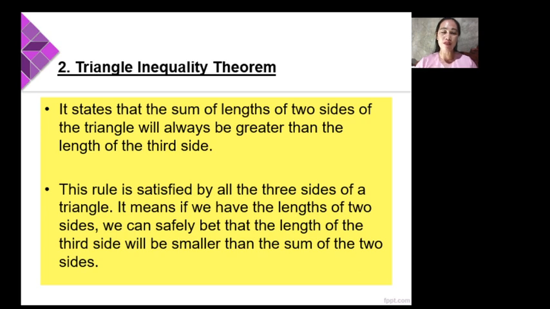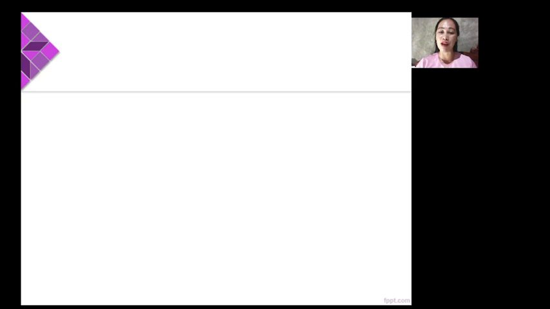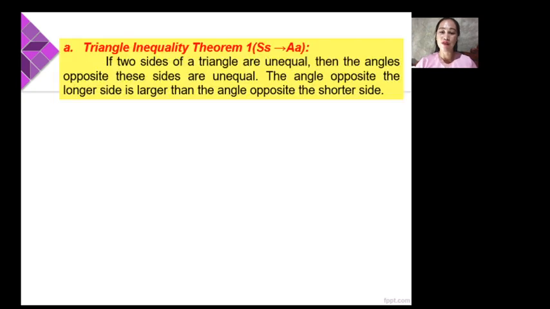To understand further the triangle inequality theorem, let's have the following theorems. The first will be triangle inequality theorem 1. It states that if two sides of a triangle are unequal, then the angles opposite these sides are unequal. The angle opposite the longer side is larger than the angle opposite the shorter side.